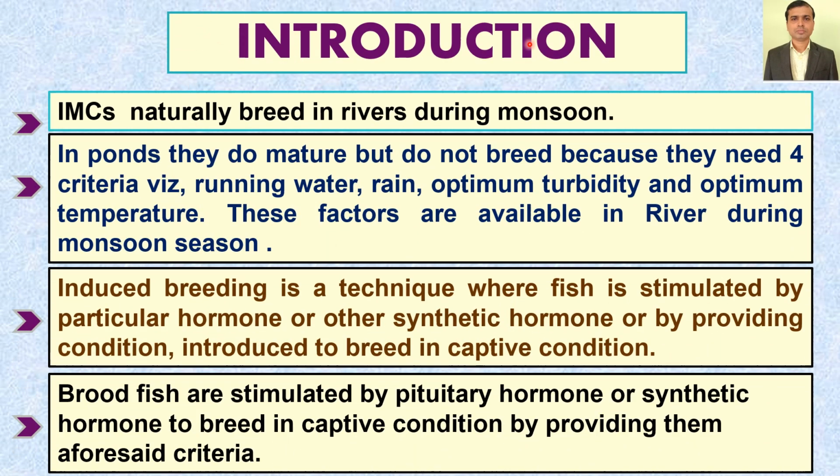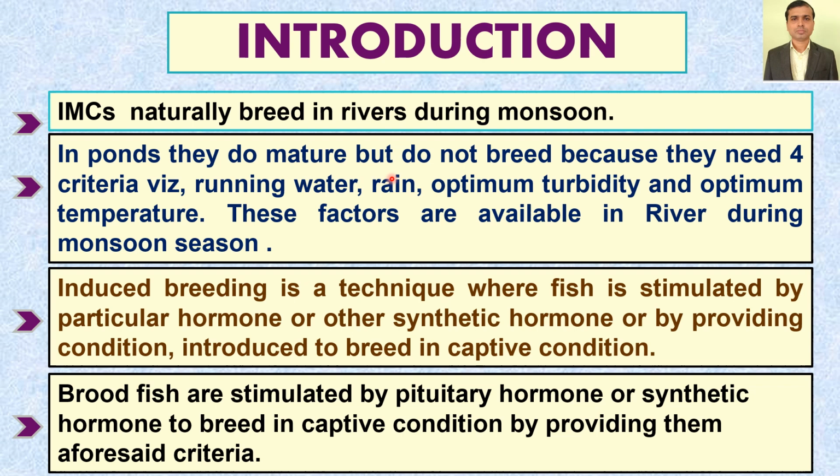As you all know, Indian major carps and Chinese carps necessarily breed in rivers during monsoon, because during monsoon several physico-chemical parameters which are essential for breeding in fish are active in riverine conditions. In ponds, although the carp fish get sexually matured, they never breed in confined water like ponds, because in the pond environment, physicochemical factors essential for breeding in fish are not available.